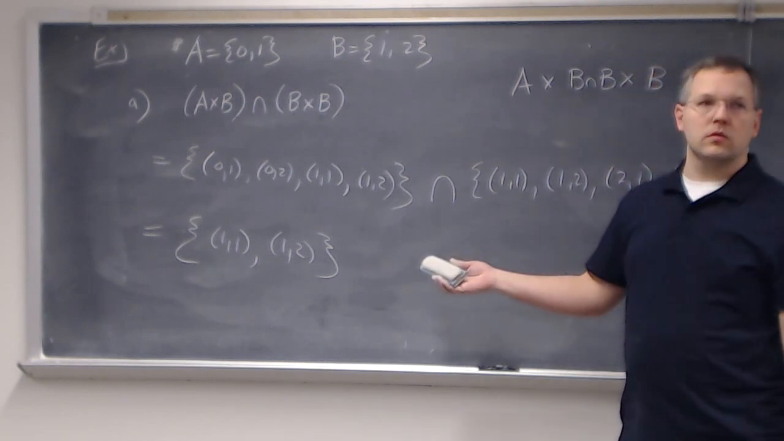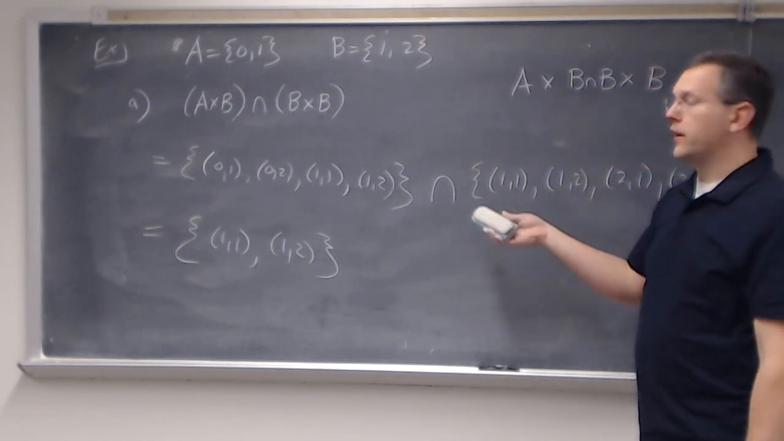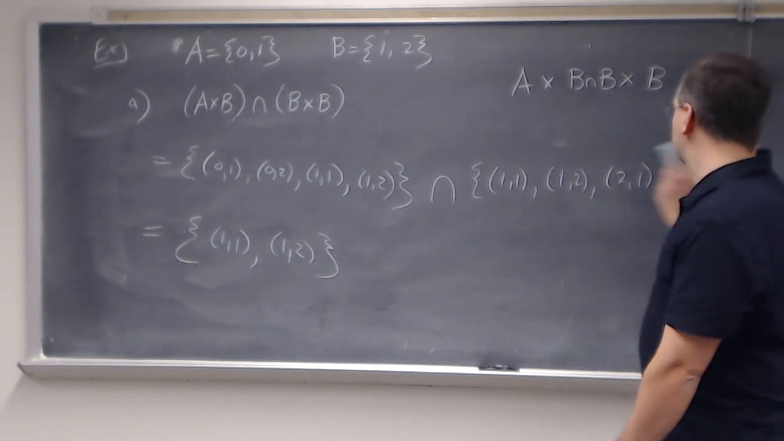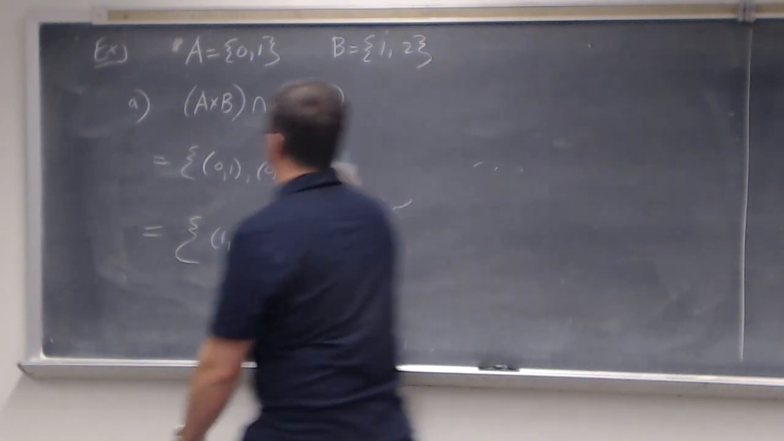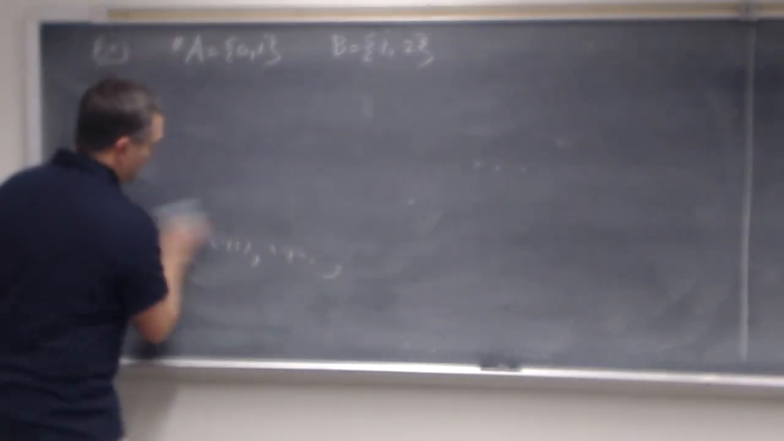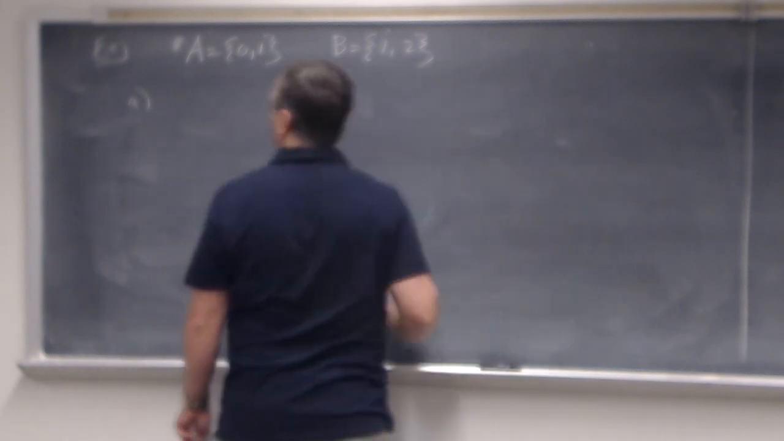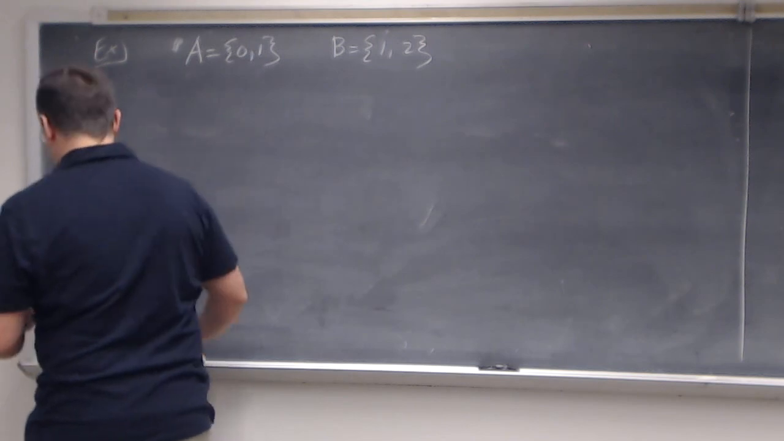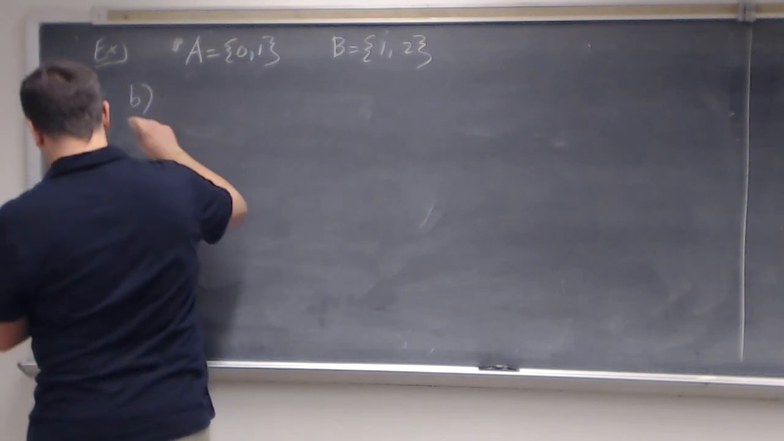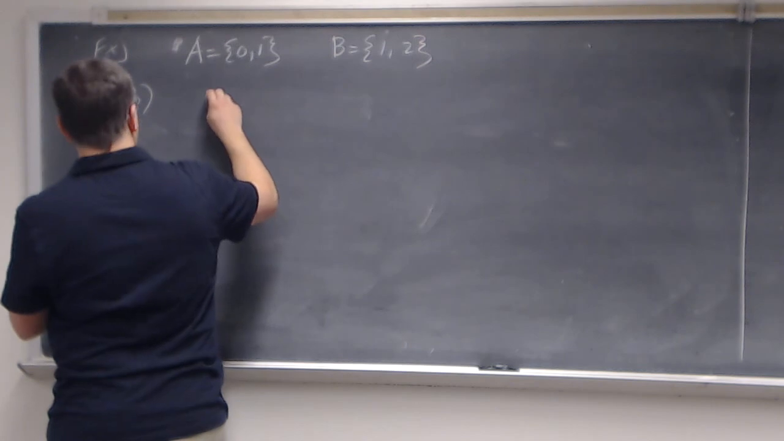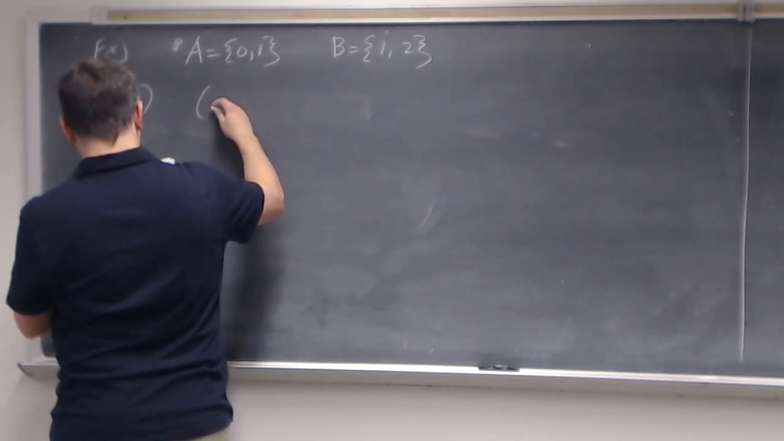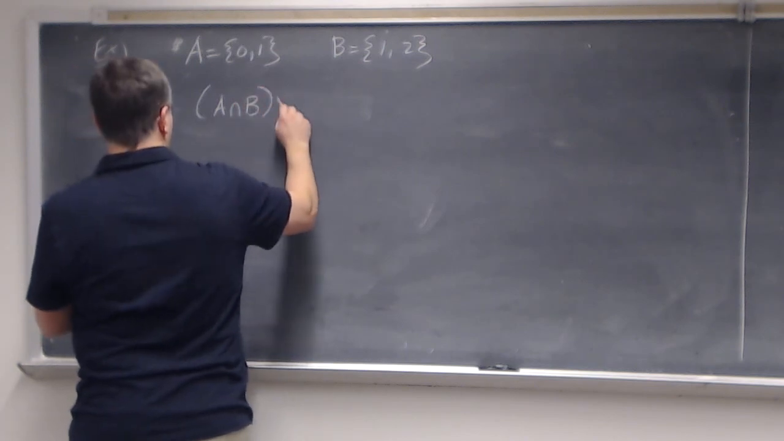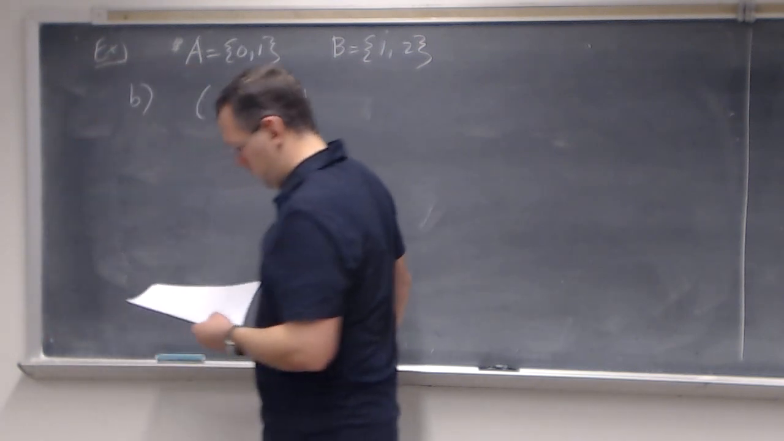Any other questions about this example? Instead of moving to the board, I'm just going to erase this and do another example. So, does everybody have this? The thing is, you can go on video and pause it if you need to write something down. Alright, so let's make this a part B. What is A intersect B cross A?